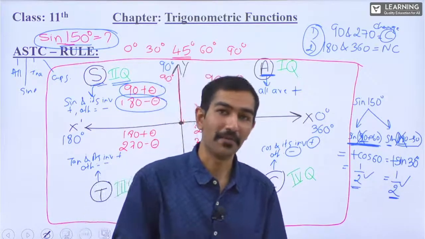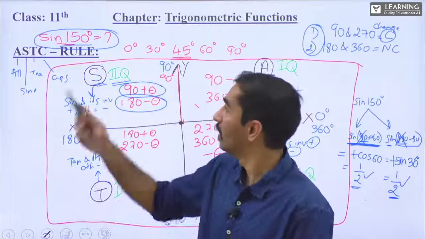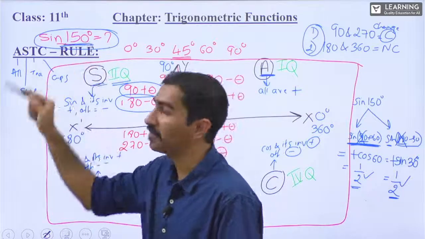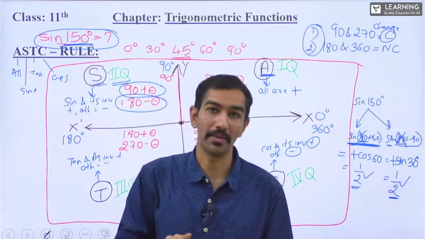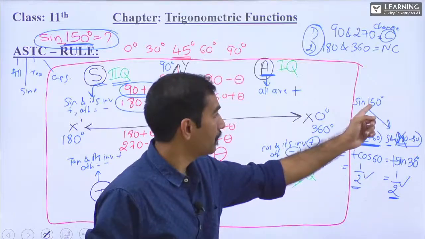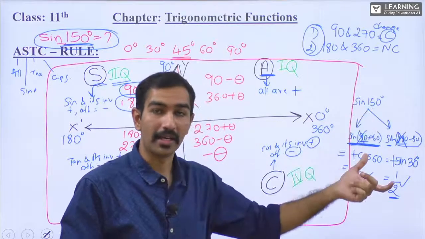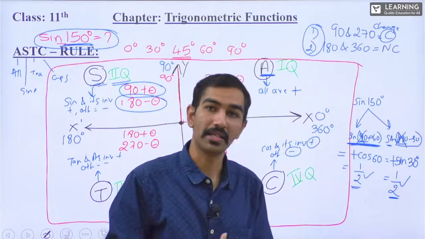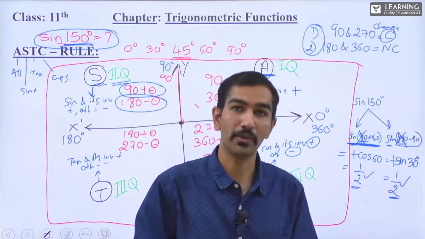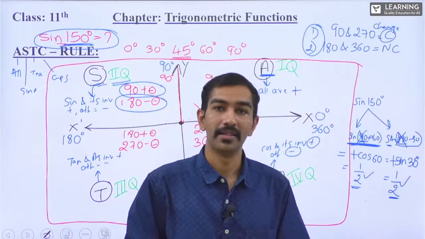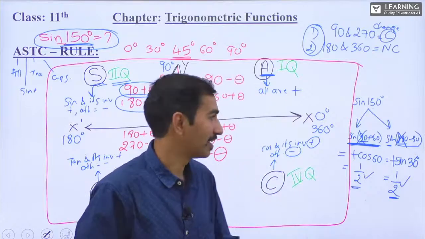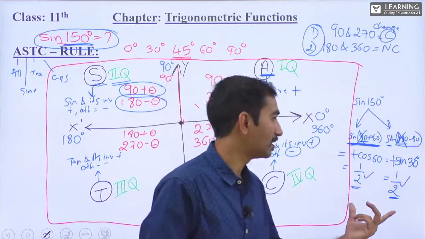Understanding? So with the help of the ASTC rule, we can derive or know the values of such types of angles. But always remember, when you have to express 150 or any other given angle, you must always try to express it with respect to the ASTC rule as well as the table. Understanding? I hope you're understanding this. So any doubts here, students, you can just let me know.